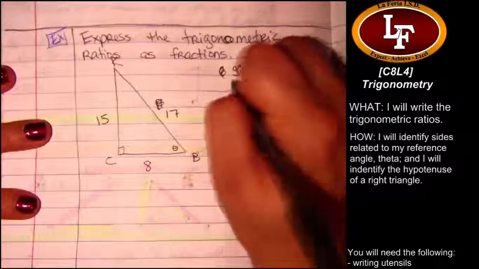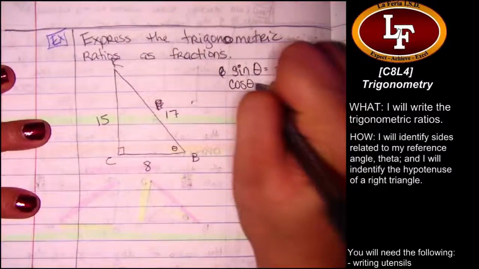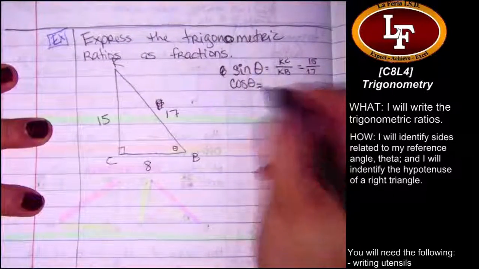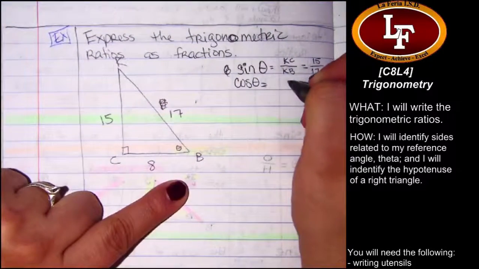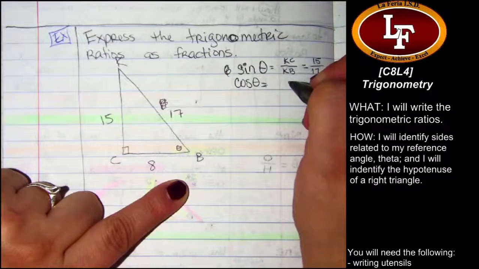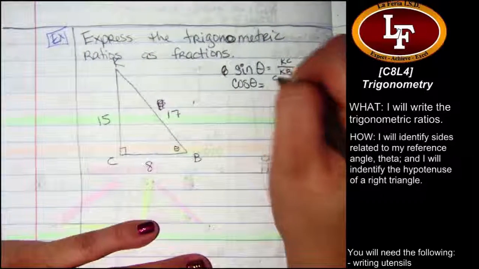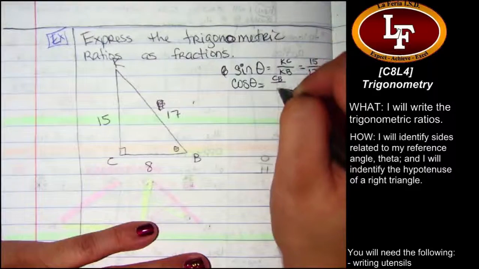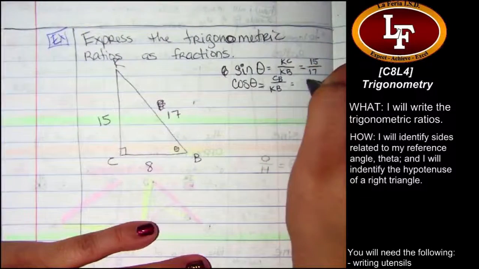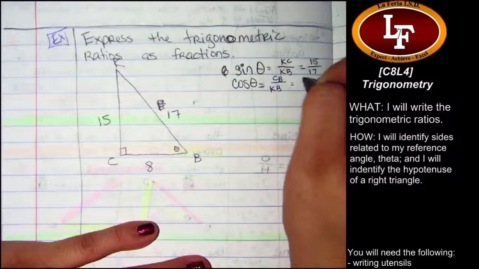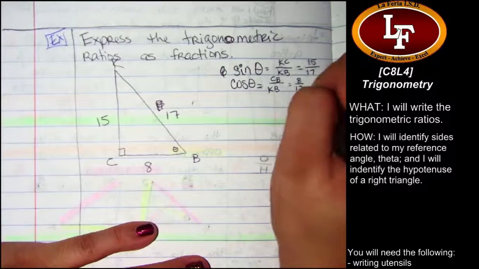All right, let's write the cosine of theta. Which is the side adjacent to theta? CB. What's the hypotenuse? KB. Fill in the numbers. 8 and 17. Perfect.